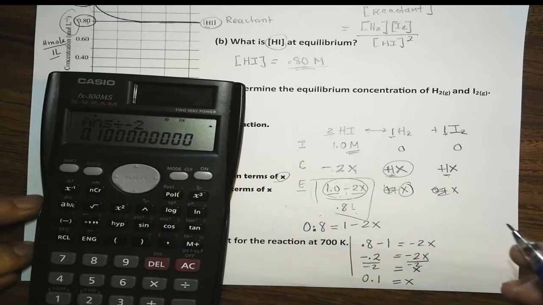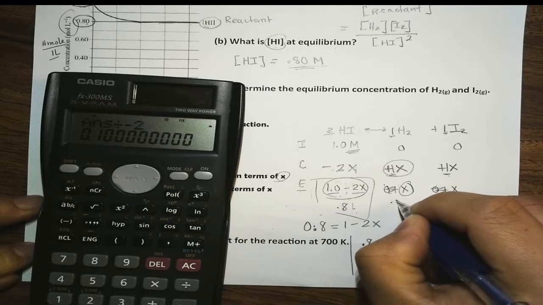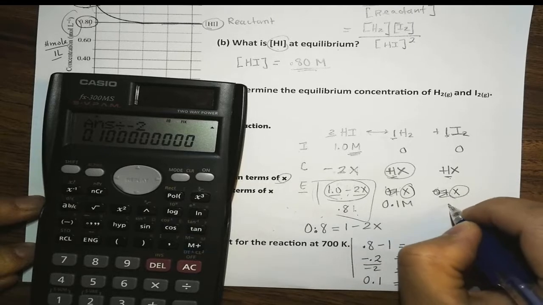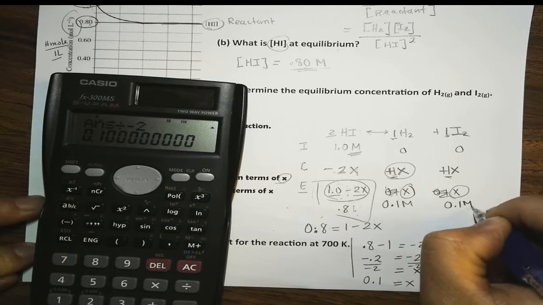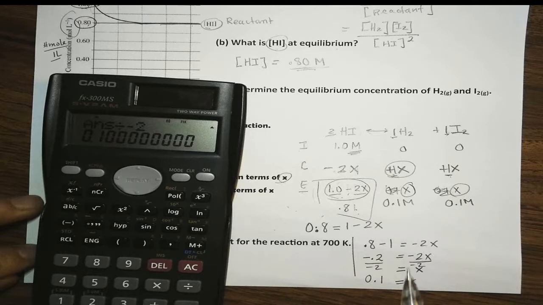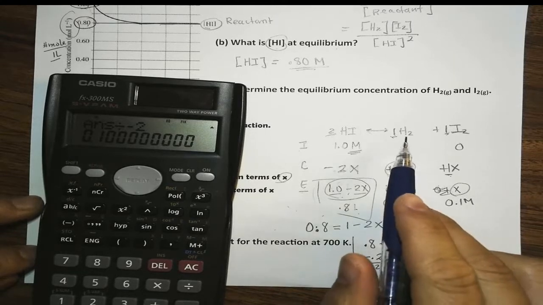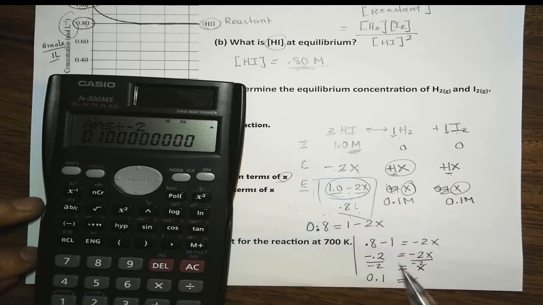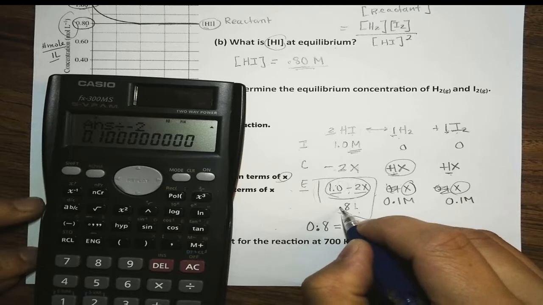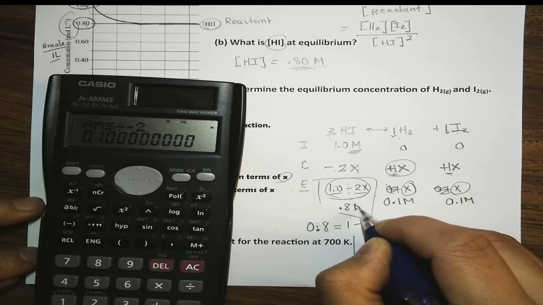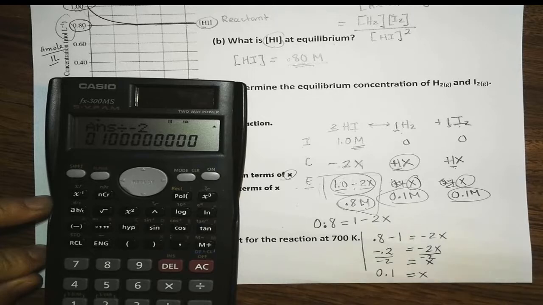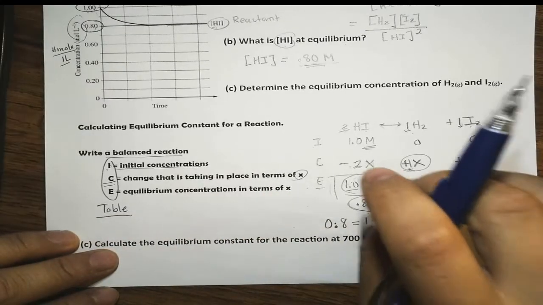Now we know what x is: 0.1, or 0.1 molarity. Since this is also x, this is also equal to 0.1 molarity. So now we know the concentration of the product at equilibrium as well as the concentration of reactant at equilibrium. This is usually given to us right here. Let me write that 0.8 molarity again. These are the concentrations at equilibrium. Now do you see the beauty of this ICE table?